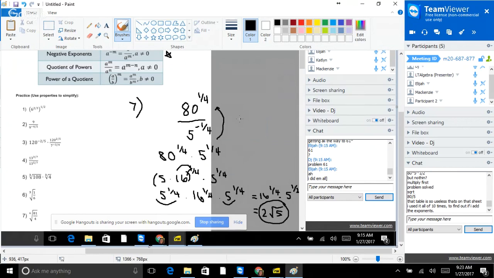Oh, and see, the book left it as this. They left it as 2 times 5 to the 1/2 power. But that means the same thing. You guys should know that, right? 1/2 power and square root are the same.